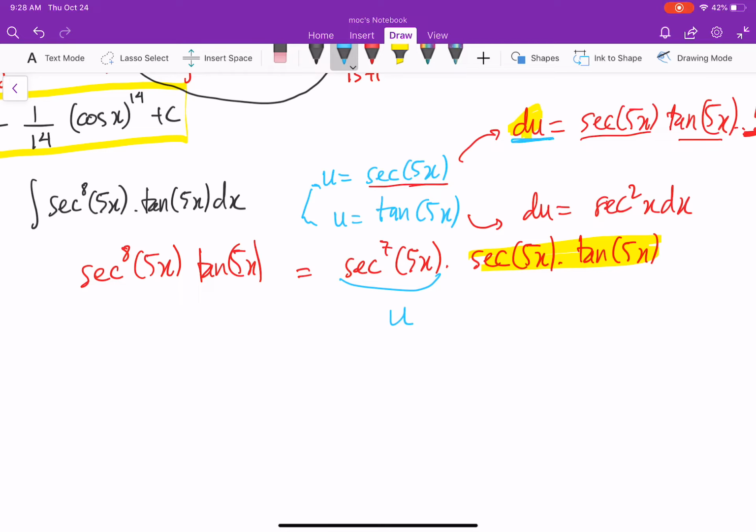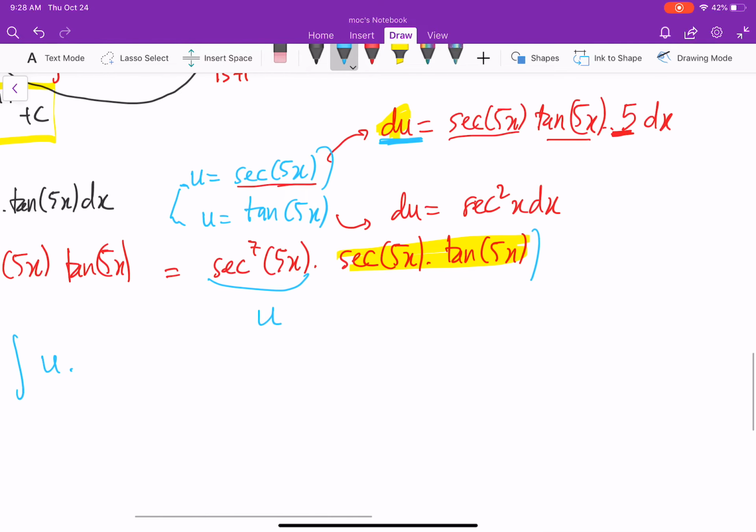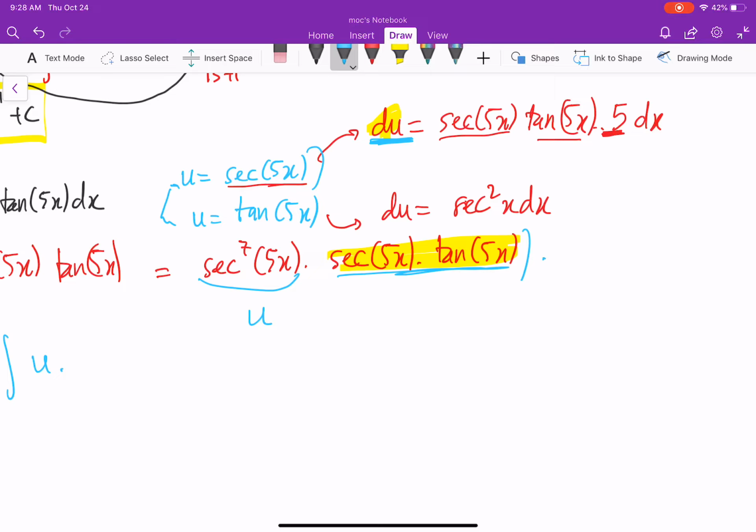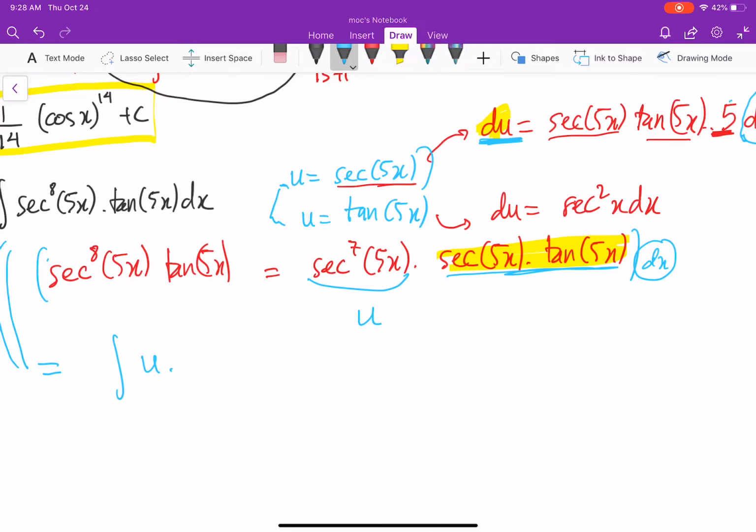If I put u equal to secant 5x, so I have that. From here, based on this expression, I can rewrite my original integral. This is just equal to secant to the 7th, that is u, and we have secant 5x tangent 5x together with dx. Together with dx, that is just du over 5. You divide both sides by 5, you get du over 5. So I have u to the 7 du over 5.